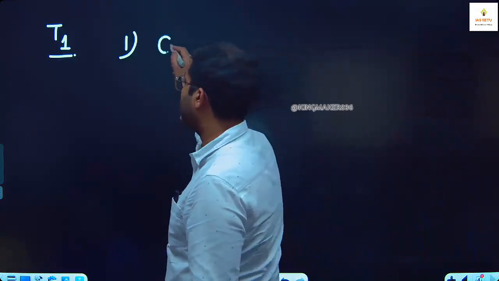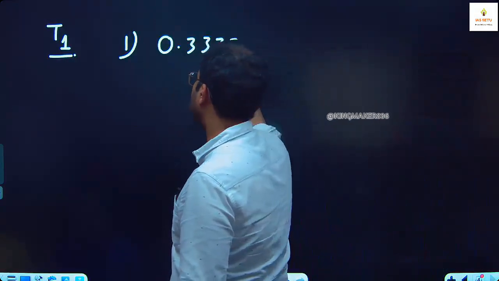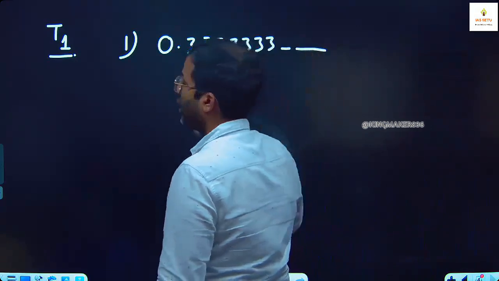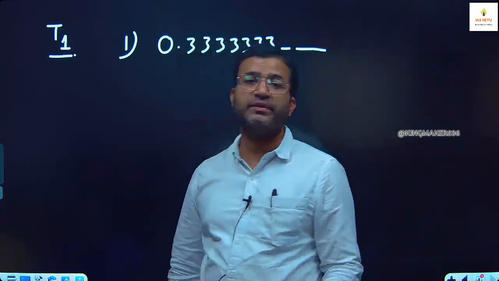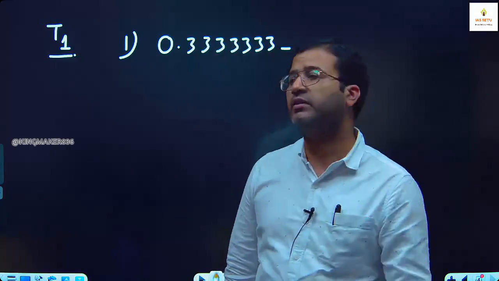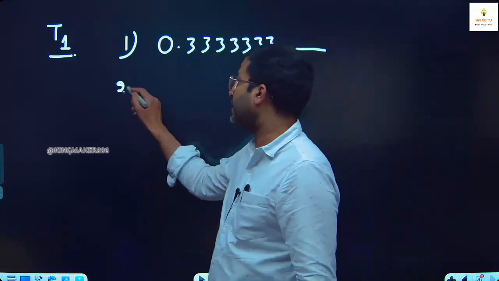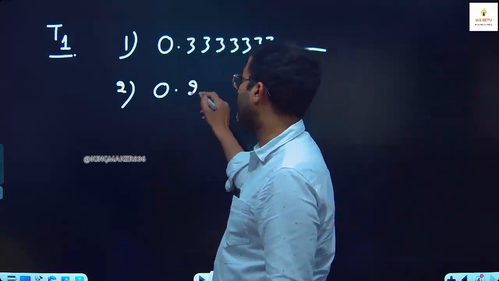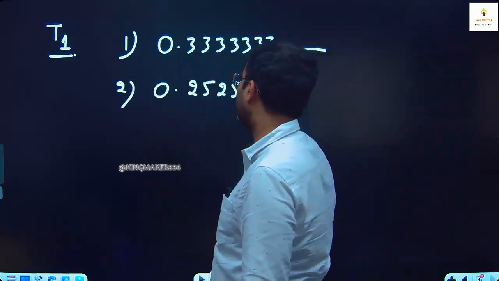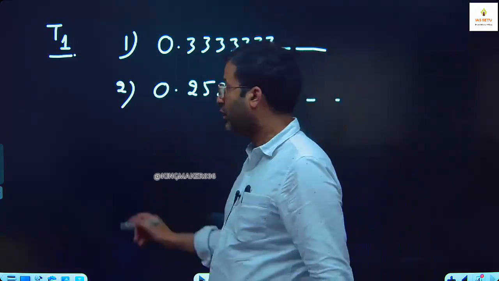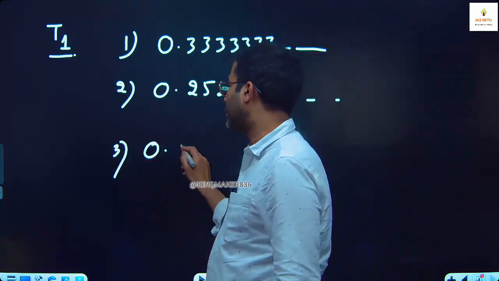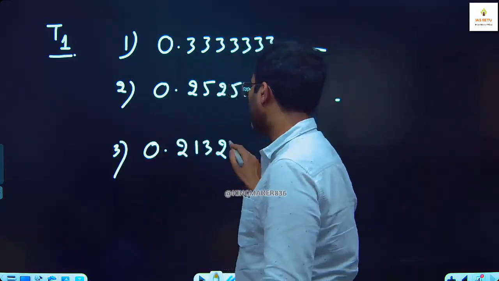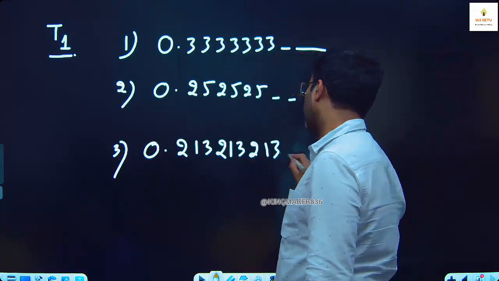First example is 0.33333. And what is my type 1? That immediately after the decimal we have repetition. Second question is 0.252525. Third question is 0.213213 and so on.